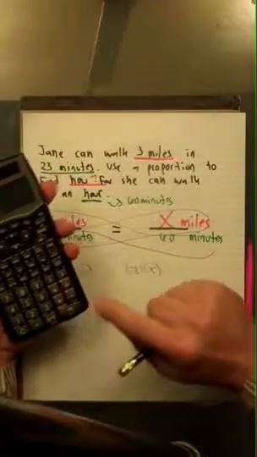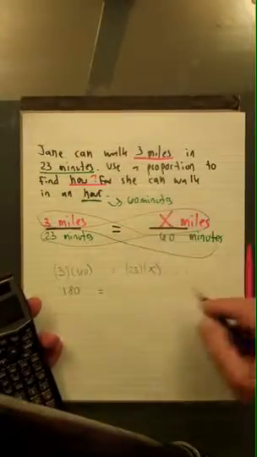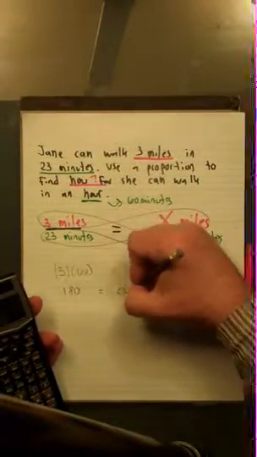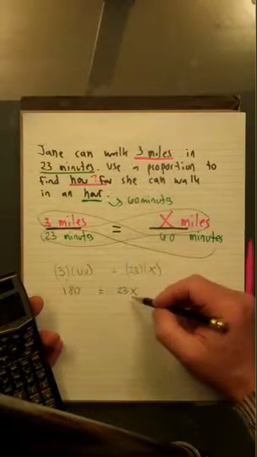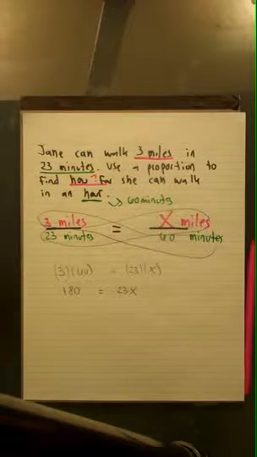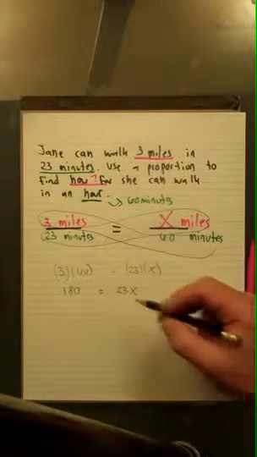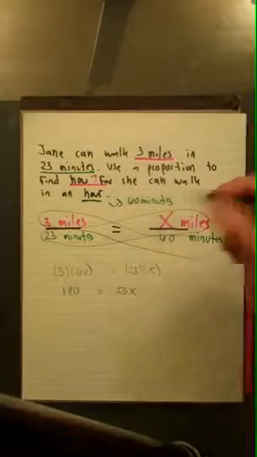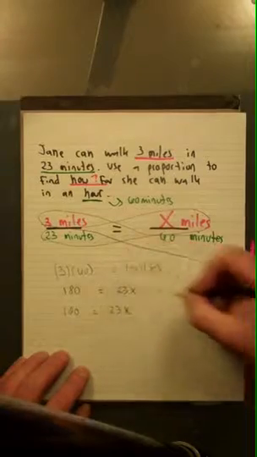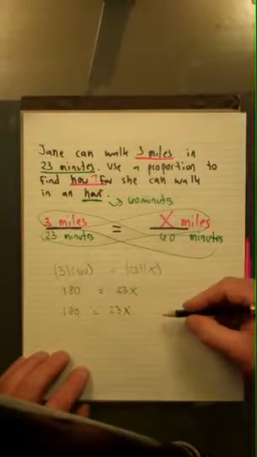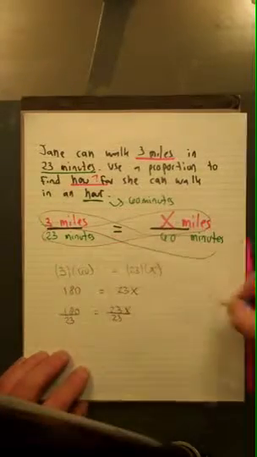3 times 60 is 180. Makes sense, because of the 10's there. And this I'm going to just write as 23x. Remember, when you're multiplying a number by a variable, oftentimes you just write it without anything there. So, how do I solve this? Stop and think for a moment. I want to get rid of the 23. So I'm going to rewrite this equation again, just so we have a record. I'm going to divide both sides by 23, and then I'll have x alone.